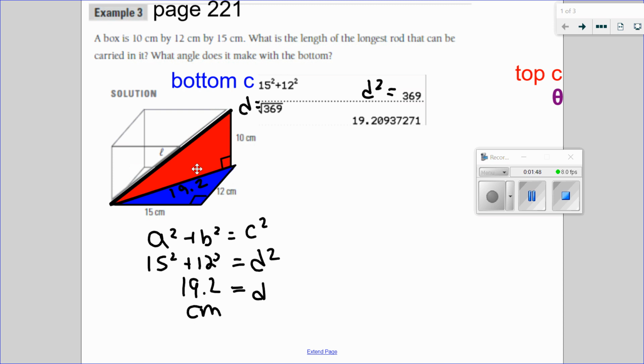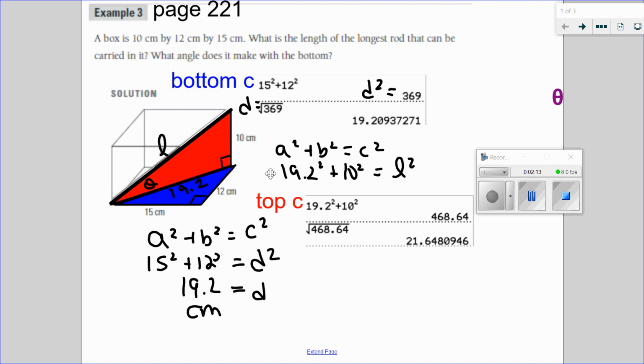Okay, so I know that one's 19.2, and I'm going to try and find the side length L here, and then this angle here. So let's start with L first. Again, this is Pythagorean theorem. So I have a squared plus b squared equals c squared. So 19.2 squared plus b squared equals, now they call that length there L squared, so I'll do it just like that. So here I put it into my calculator, 19.2 squared plus 10 squared, this is what L squared is. So L is equal to the square root of that. So L is equal to 21.7.